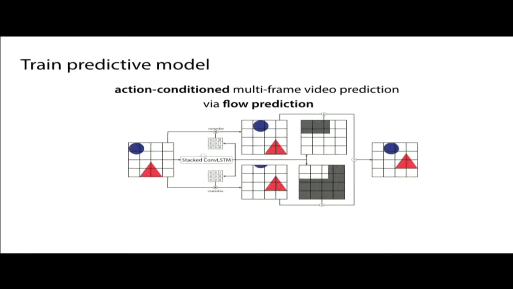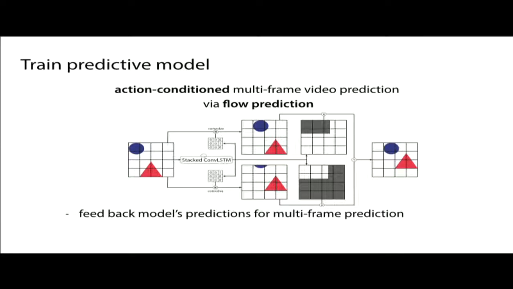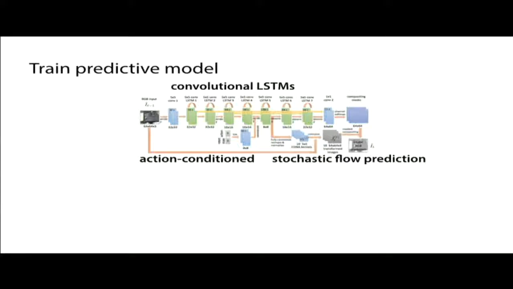And the intuition here is that generally objects are going to move in consistent ways, and the model is making a prediction for each of the different objects in the image, or each of the different segments in the image, of how they're going to move and how they're going to transform in the next frame. And then, as I talked about before, you can feed back the model's predictions for multi-frame prediction. And as before, it's trained with a mean squared error loss on frames.